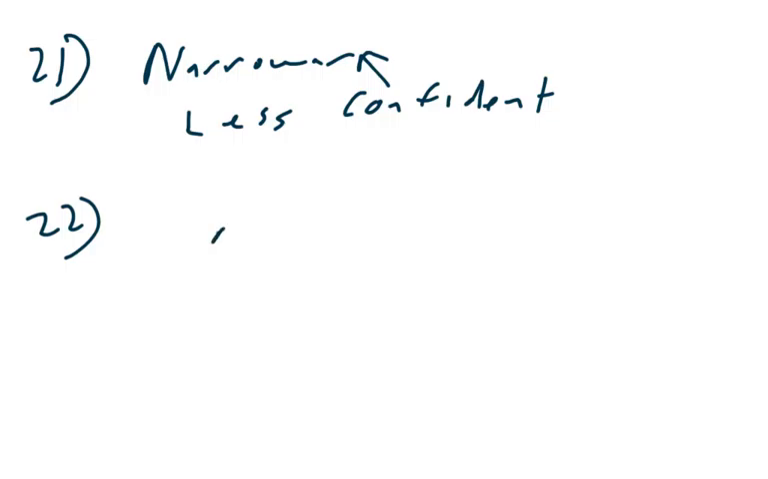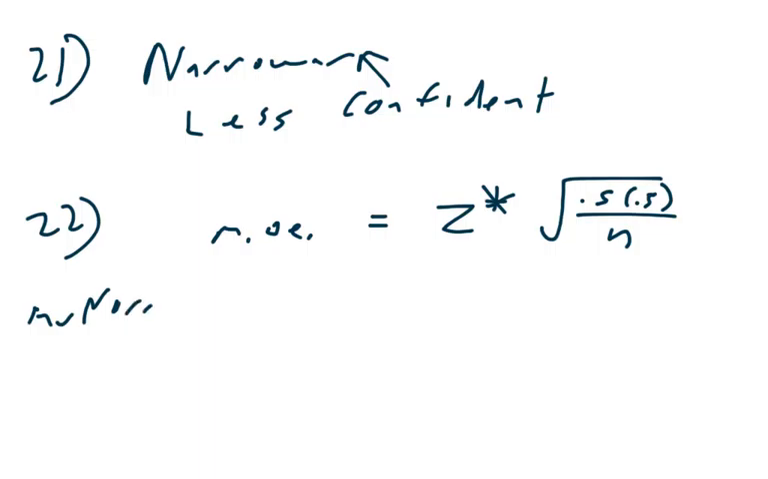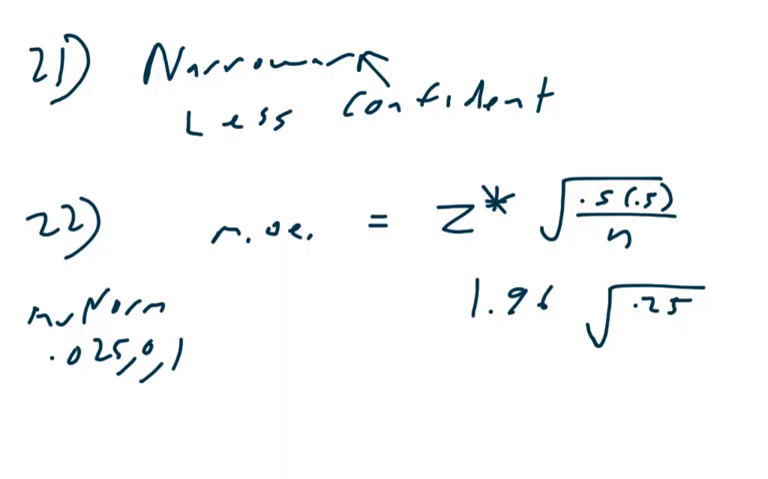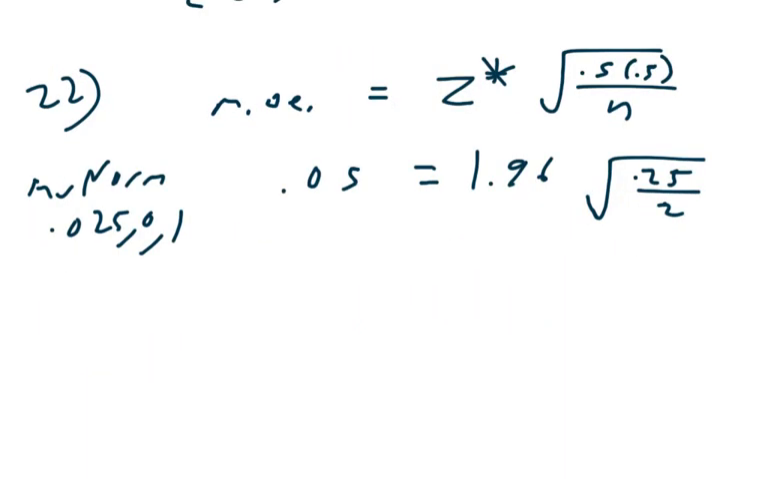For problem number 22, they want to make a 95% confidence interval with a margin of error of 0.25. So margin of error, and we always round these up, is equal to z star times the square root of 0.5 times 0.5 over n. So I'm going to do inverse norm 0.025 with a mean of 0 and a standard deviation of 1, which gives me 1.96. 0.25 over n equals 0.05. This is an n right here.